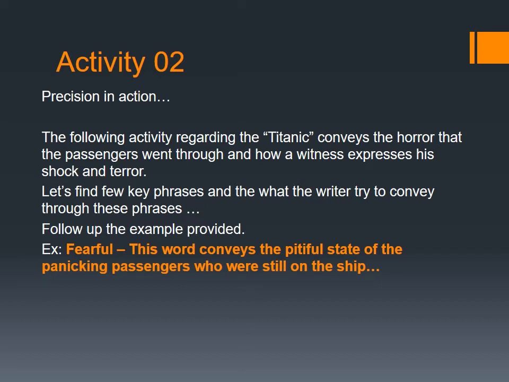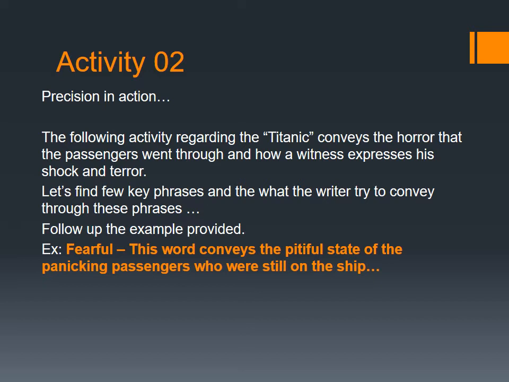Alright, so here what they are trying to imply in this passage is the horror that the passengers went through and how a witness expresses his shock and terror. So from this we are going to find through which phrases, through which keywords the writer is showing that this was a terrifying moment, that this was a shocking moment. Alright, so you have to find out those relevant words and fill the table in here.